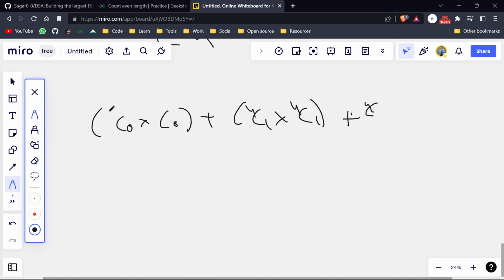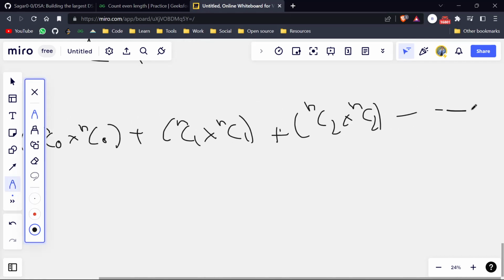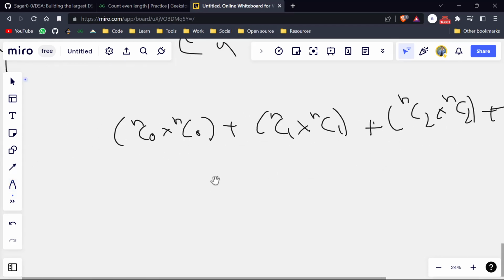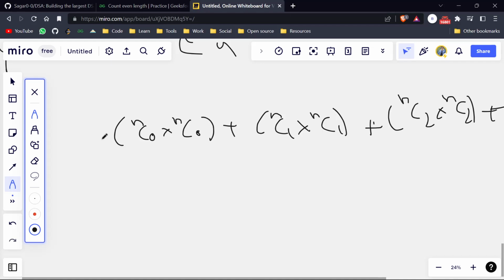So it is NC0, and this is NC1, and here it is NC2. So it will go up to NCN. So that will be our final term, and we have to add all the values, right? So that will be our final answer that we have to return.